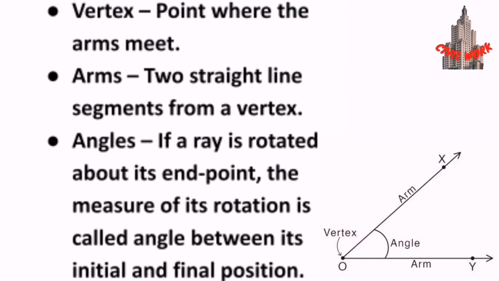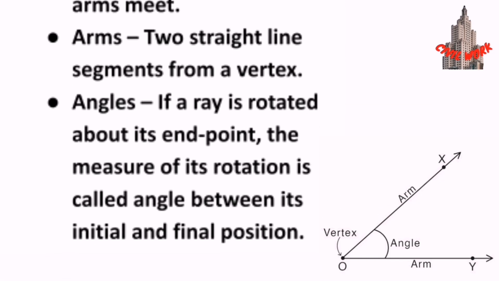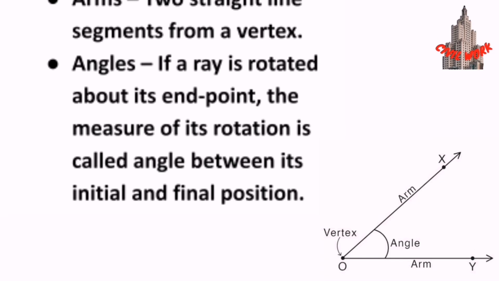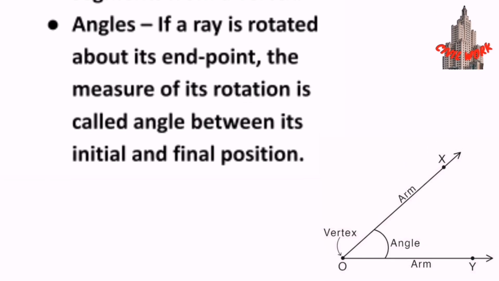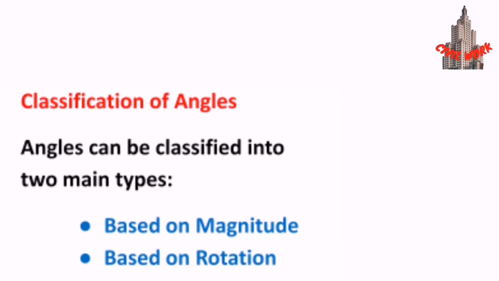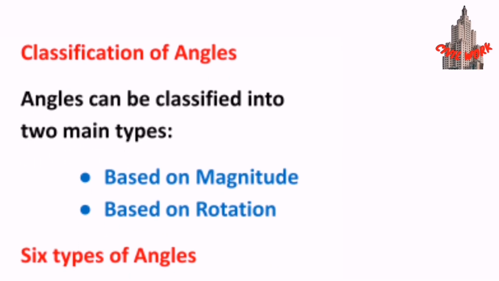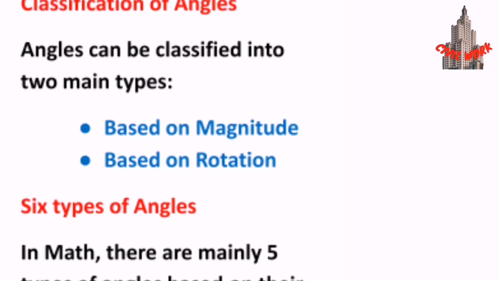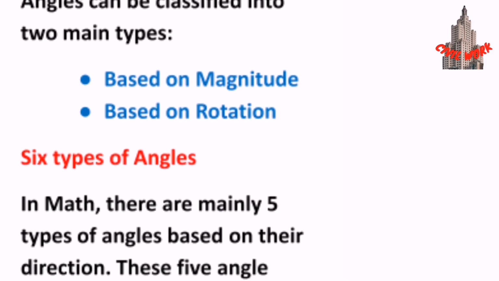Angles: if a ray is rotated about its endpoint, the measure of its rotation is called the angle between its initial and final position. Classification of angles. Angles can be classified into two main types: based on magnitude and based on rotation.